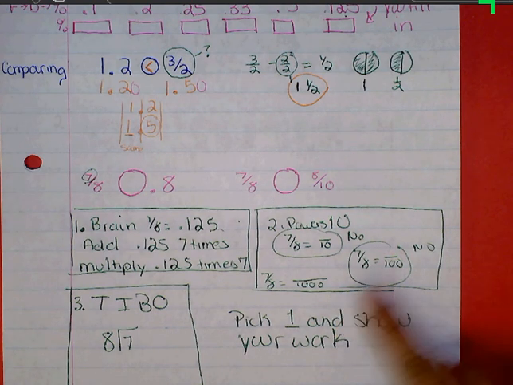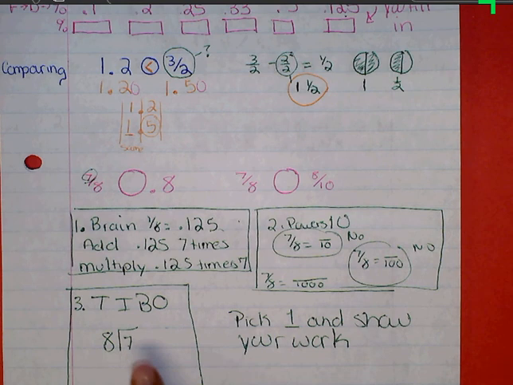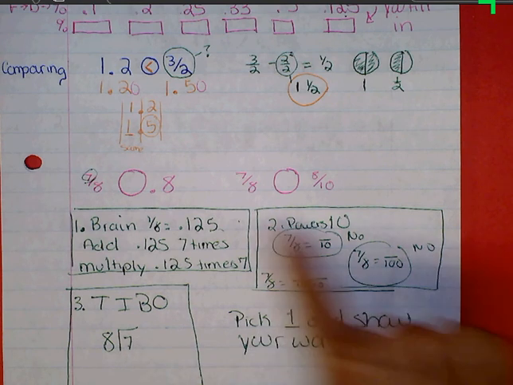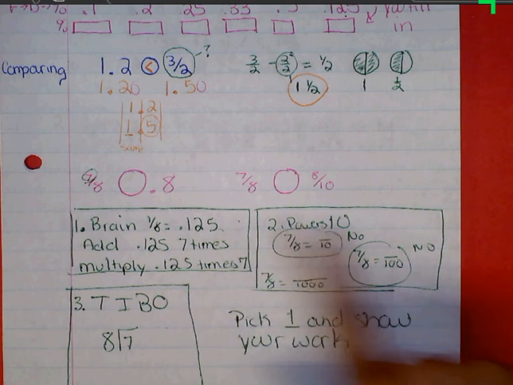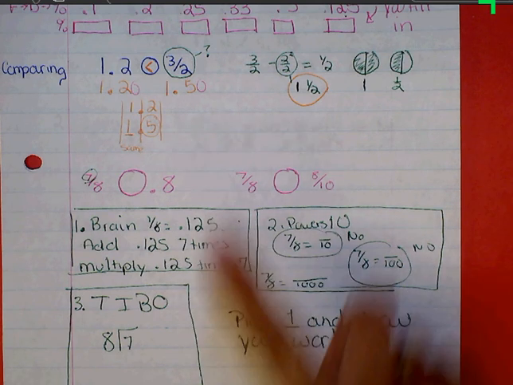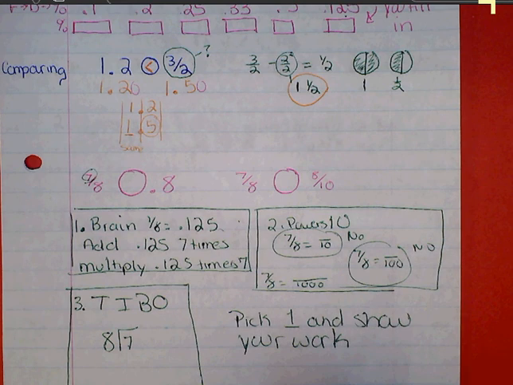So let's move on. Or we could do Tybo. It's completely up to you. You are going to pick one of these methods, so you don't have to copy all 3 down. You pick one, and you work it that way. You work it whatever way you feel comfortable with. Okay? And again, you can leave them all as decimals, or you could change it to percents. It's completely up to you.